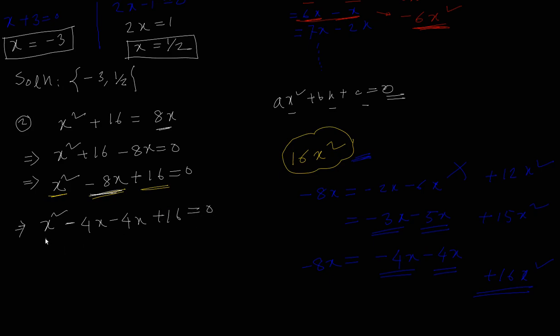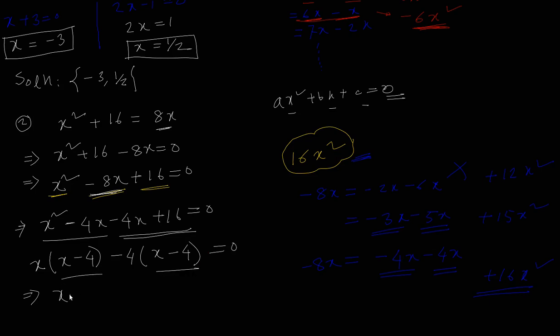As usual, let's take the first two terms. If I take x common, I get x minus 4, and from the last two terms, let's take negative 4 out, so I get x minus 4 equal to 0. Now x minus 4 is common, and then what I get is x and then minus 4 here.